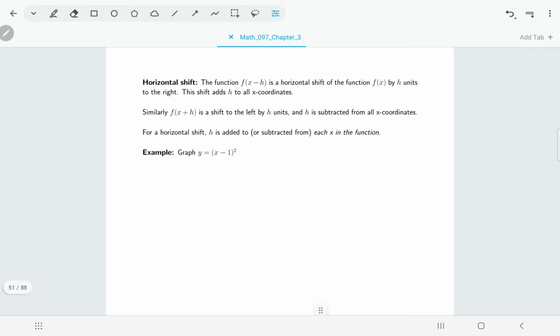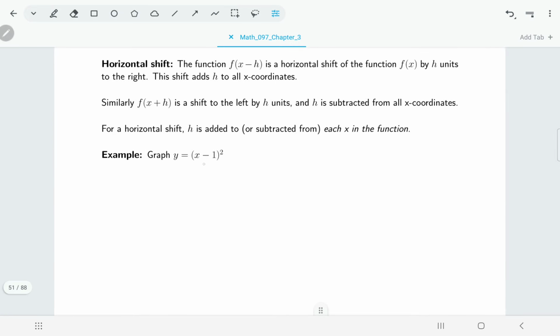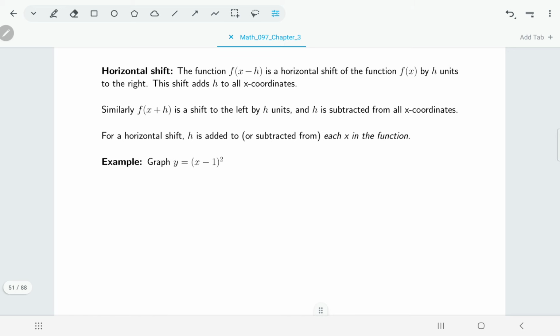So when I have a number that's subtracted from the x, we're shifting to the right. When I have a number that's added to the x, we're shifting to the left. So just to give you an example here, we've got this y equals x minus 1, the whole thing squared. So here, this is not a minus 1 added on at the end.